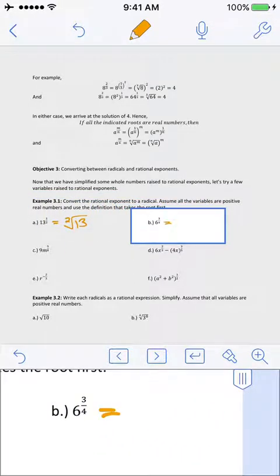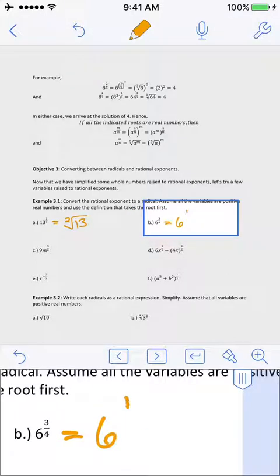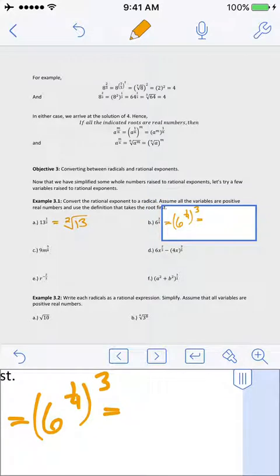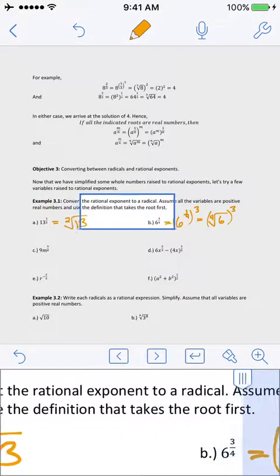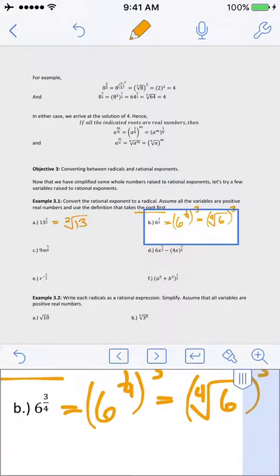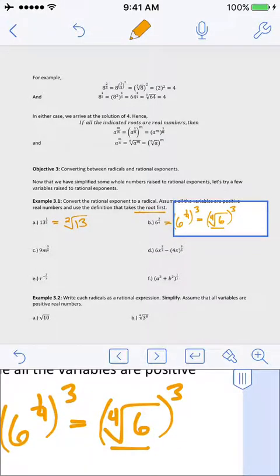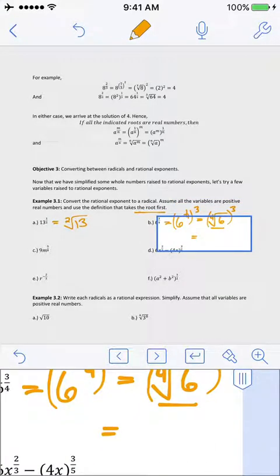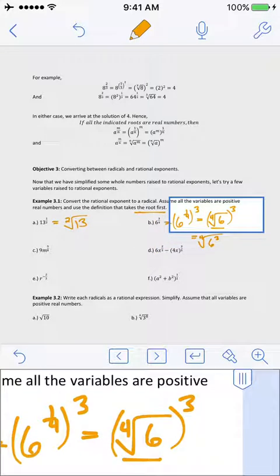6 to the 3/4. Let's try that out. So 6 to the 1/4 to the third. That would be the 4th root of 6 to the third. And it says use the definition that takes the root first. So that's why I did take the root first. If they ask you to take the root first, then make sure you take the root first, right? However, this is equal to the 4th root of 6 cubed. Same thing. The cube can go on the outside or the inside.